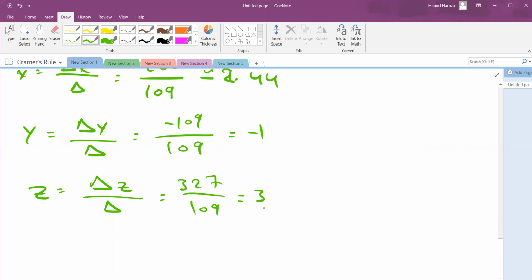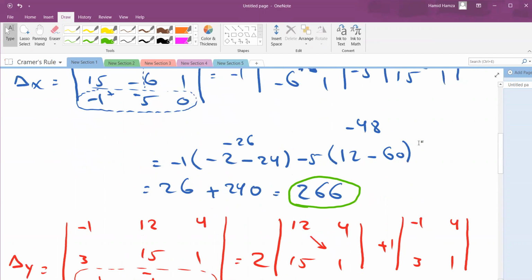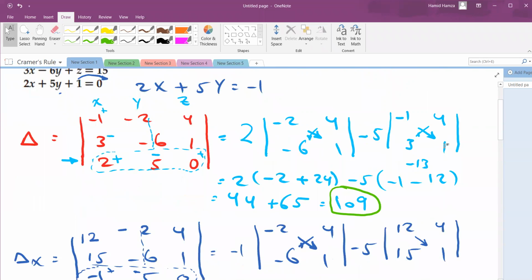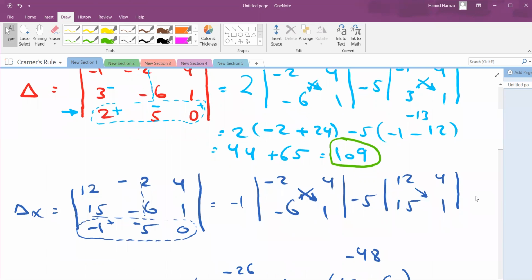Okay, any question about this? It takes time to find the value of each determinant. Yes, Noor? Mister, my question is, when we're solving for either delta x, y, or z, what do you do with the signs? Which sign? The signs of the values.